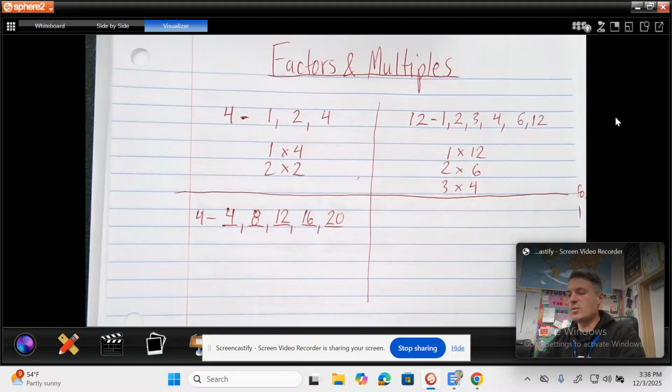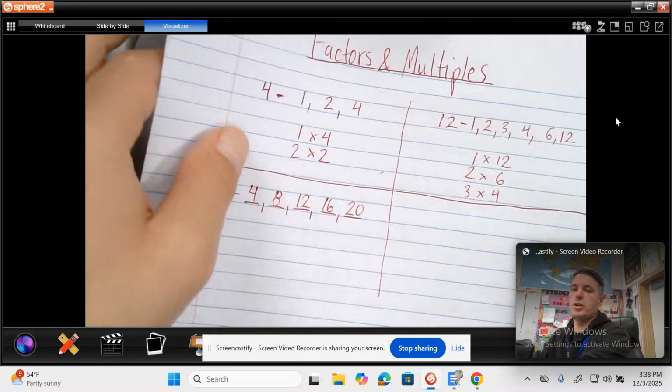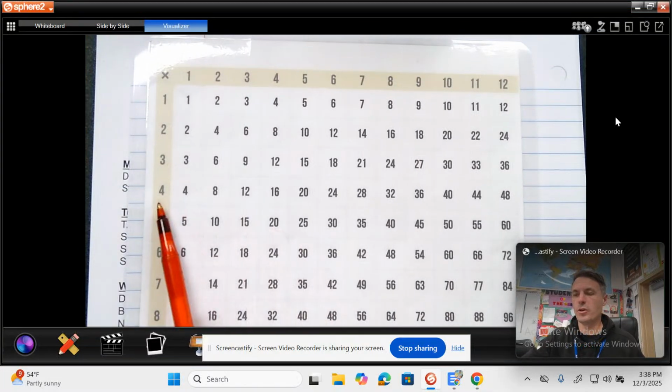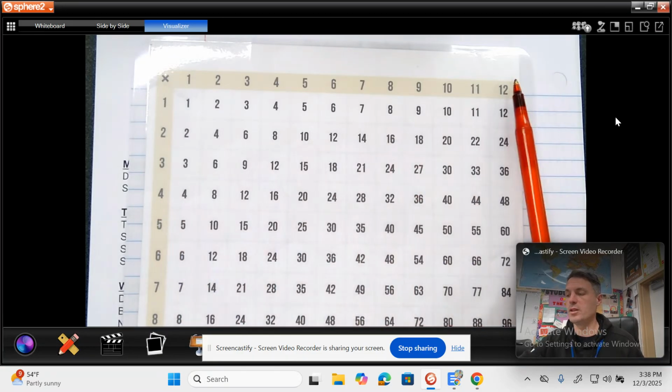And notice that that's what you do when you make a times table chart. Let's take a look at the times table chart here. So here is a times table chart, and here's the 4s. To list the multiples of 4 is just to list what's on your times table chart. 4, 8, 12, 16, 20. And that's the first 12 multiples of 4, because it's 4 times 1 all the way to 4 times 12.